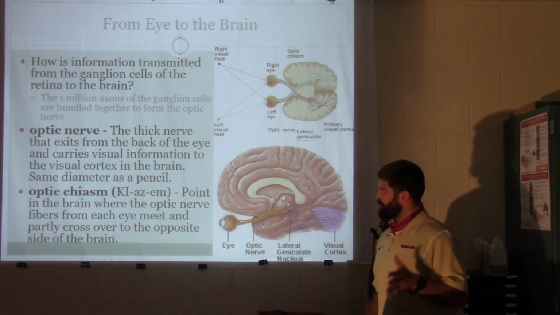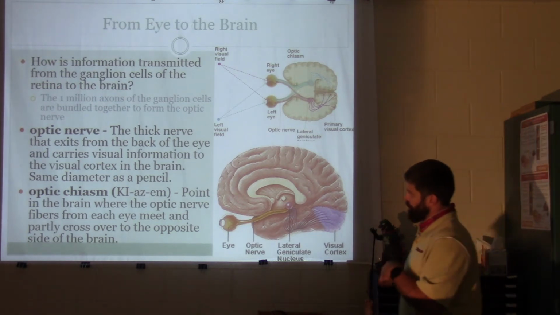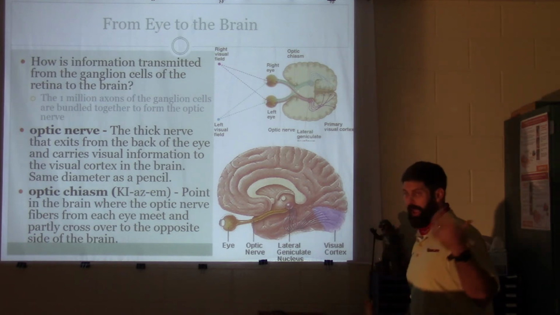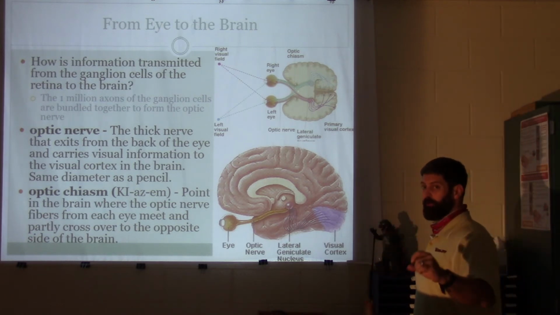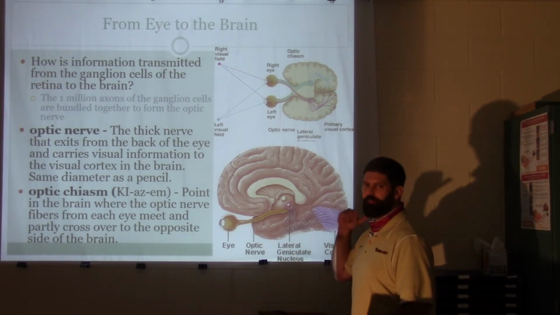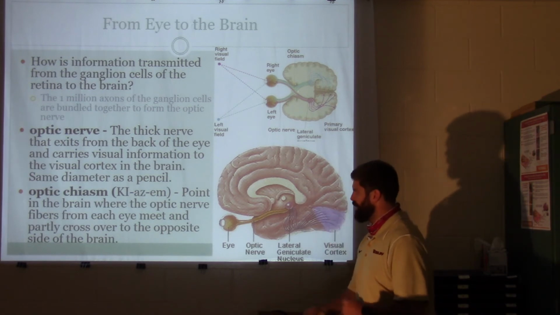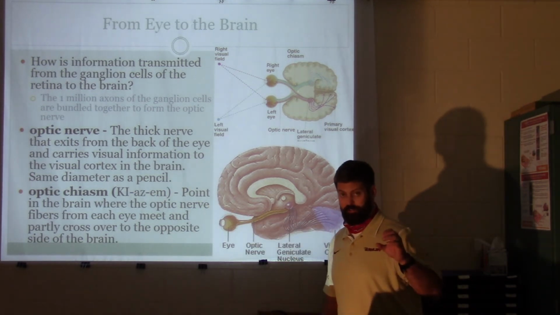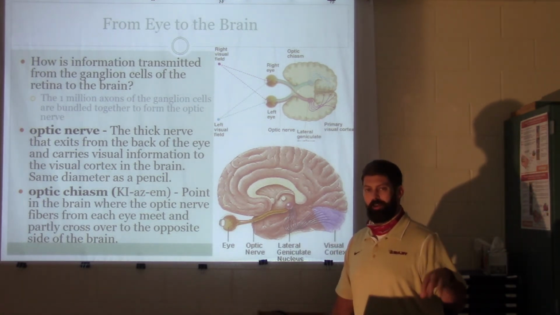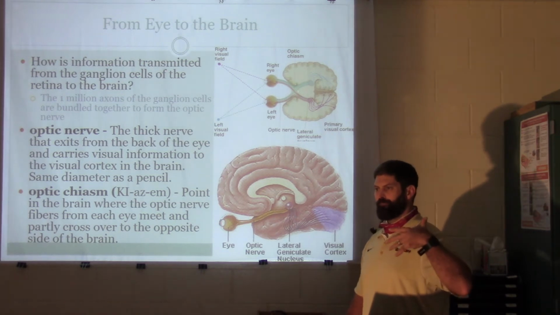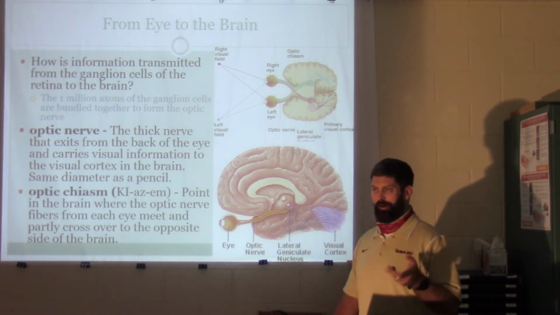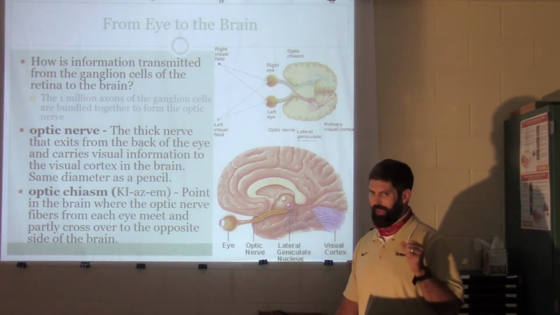So how is information transmitted from the ganglion cells of the retina to the brain? The 1 million axons of the ganglion cells are bundled together to form the optic nerve. The optic nerve is the thick bundle of neurons, or nerves, that exits the back of the eye and carries information to the visual cortex in the occipital lobe. It's the same diameter as a pencil, which is interesting. I don't know, it's probably not always that thick, right? But as you get older and you use it and you increase the transmission speeds of this ability of a human, it gets thicker and thicker and faster, right? It has to be myelinated.